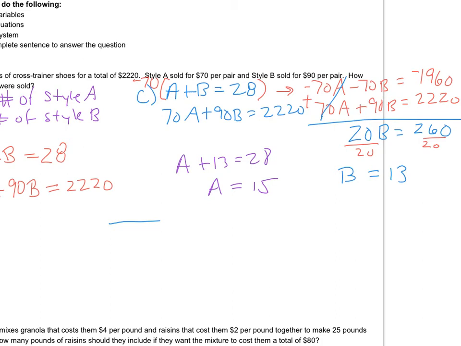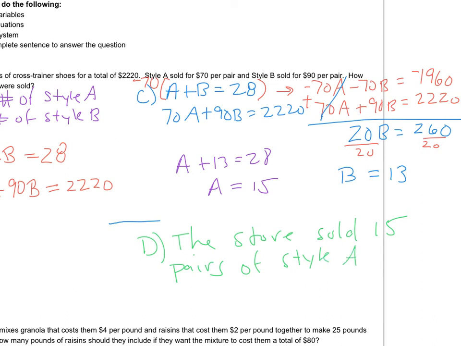Then my last part is that I need to go ahead and write a complete sentence for my answer. So part D, I can say the store sold 15 pairs of style A and 13 pairs of style B.